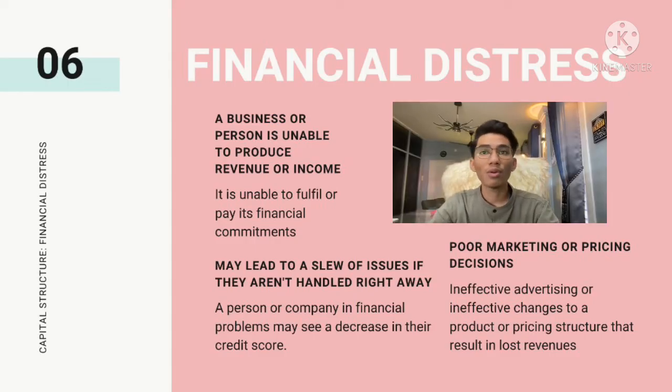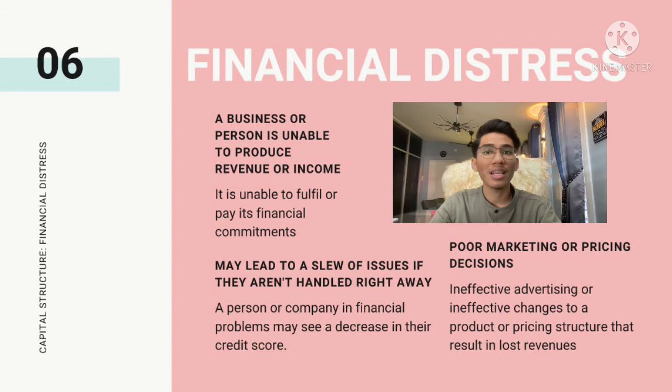Okay, now we will go to financial distress. Financial distress occurs when a business or person is unable to produce revenue or income because it is unable to fulfill or pay its financial commitments. This is often owing to large fixed costs such as overhead or wages, illiquid assets, or income that is susceptible to economic downturns. Financial distress that is severe and persistent may ultimately result in bankruptcy.